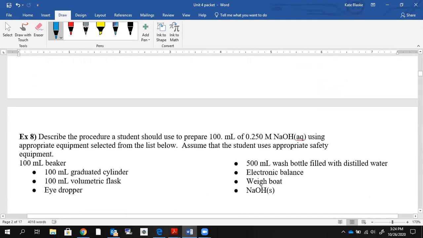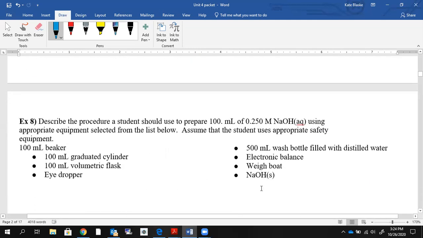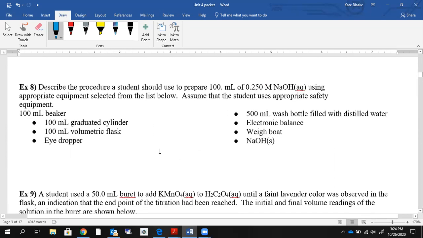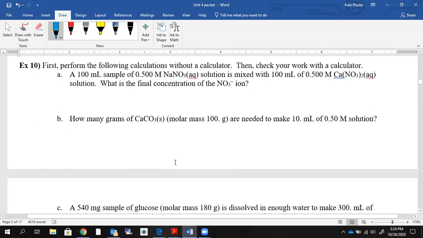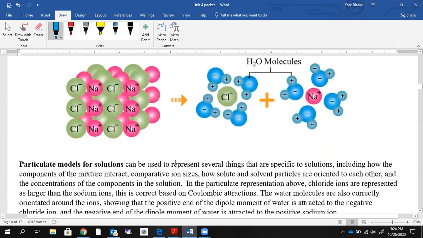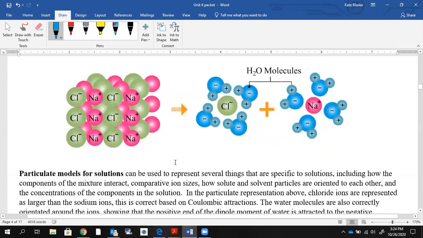This process of being able to know how to make those solutions gets tested a lot on the AP exam. There's often free response questions that ask you, here's the equipment you have. How would you do this with the given equipment? And so that's something that you need to practice. We also need to be able to draw out what is going on in these solutions. So we need to be able to draw the particulate models.